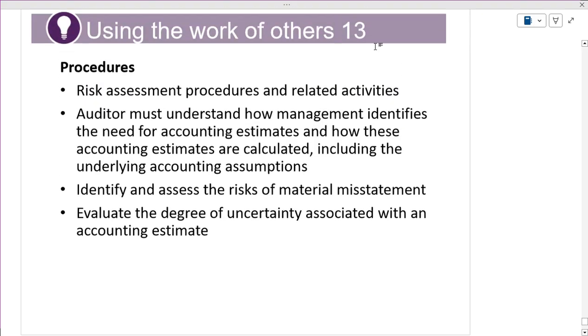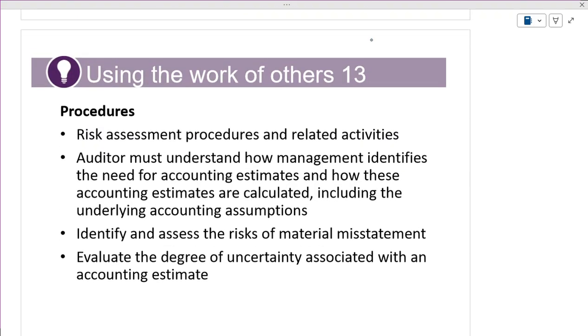Fine. Now, procedure: what are the risk assessment procedures and any related activities? What are the works of the auditor? They have to do the same thing. There are no exceptional cases. The auditor must understand how management identifies the need for estimates. Accounting estimates apply even to the works done by others, and how these estimates have been calculated.